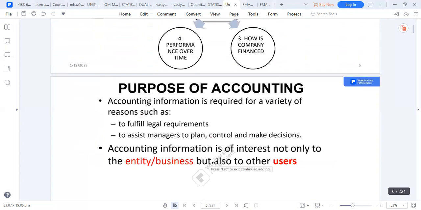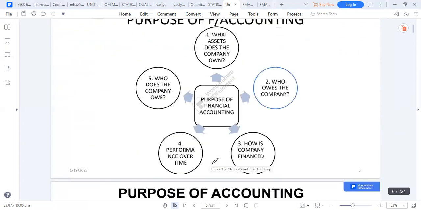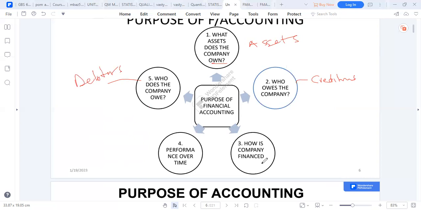So the purpose of accounting is in 5 strands. Number one, accounting gives us exactly what the company owns. These are called assets. It also shows us who the company owes. These are called creditors. And who owes the company? These are debtors. Accounting also gives us a performance over time and how the company is financed.